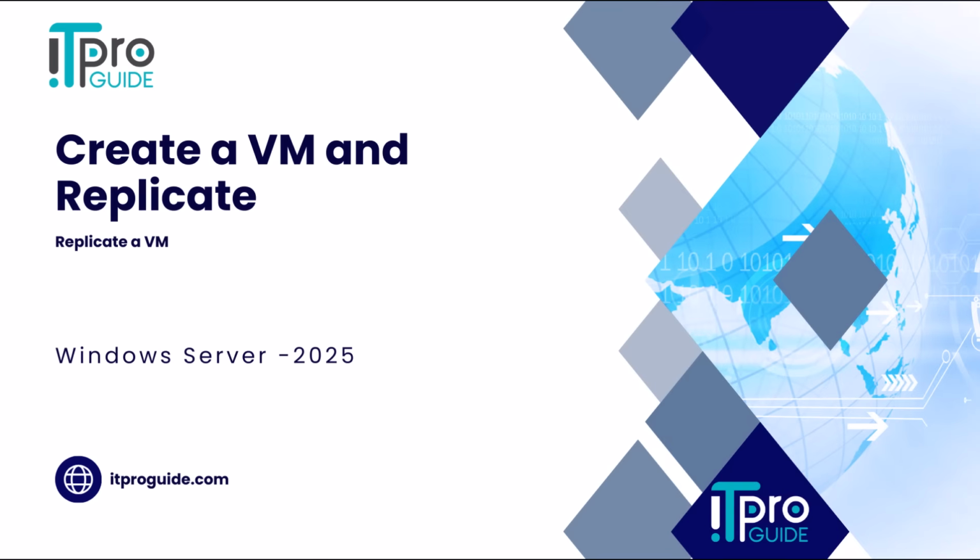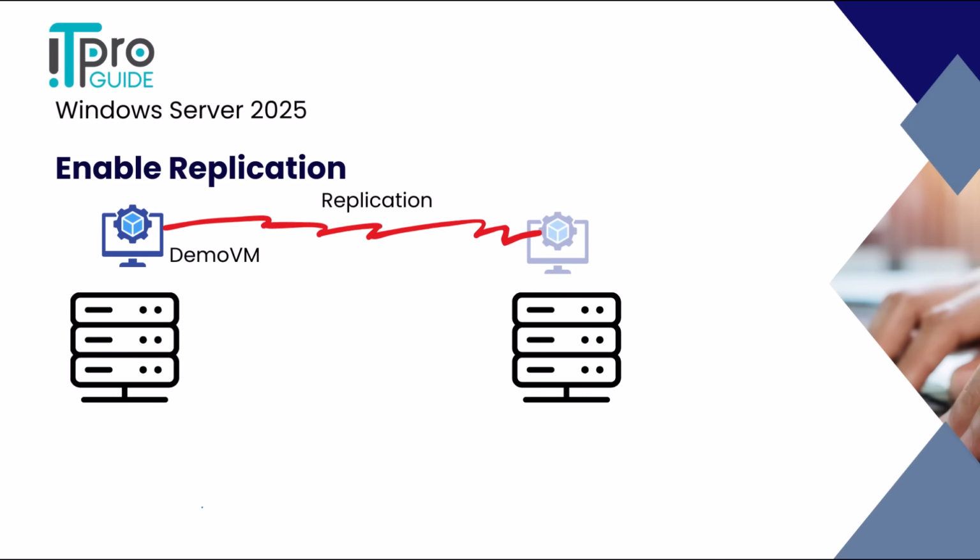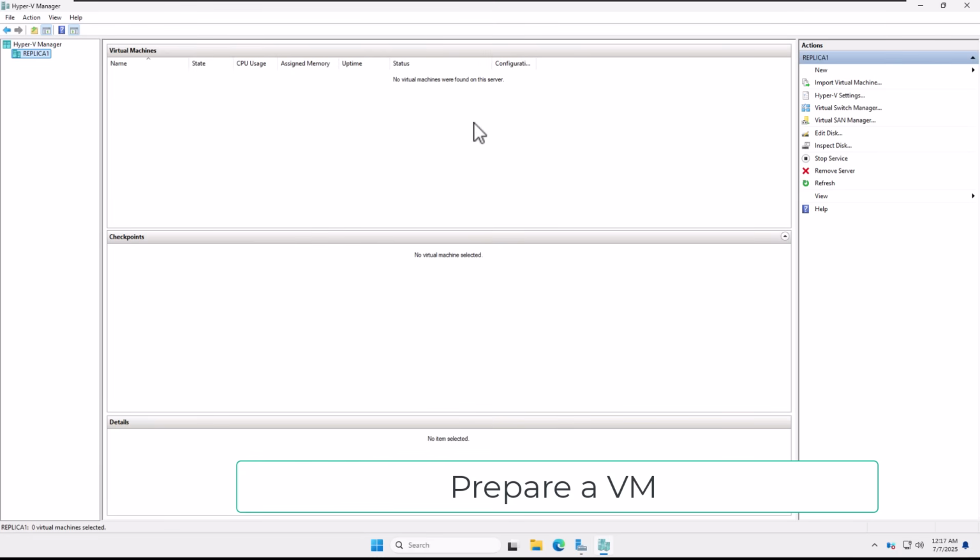In this video, we will go step by step through creating a new virtual machine on our primary Hyper-V host, that is Replica 1, and configure that virtual machine to replicate to the secondary server, that is Replica 2. So by the end, you will see the complete process in action.